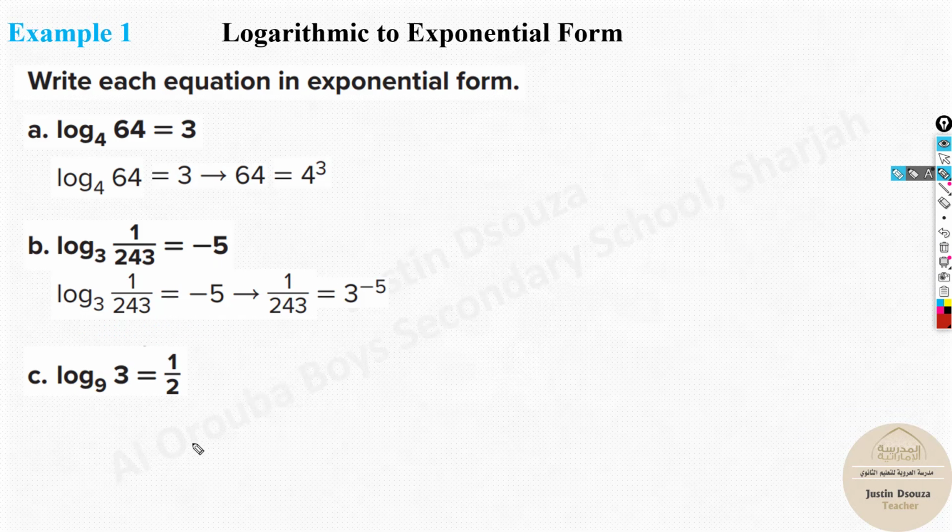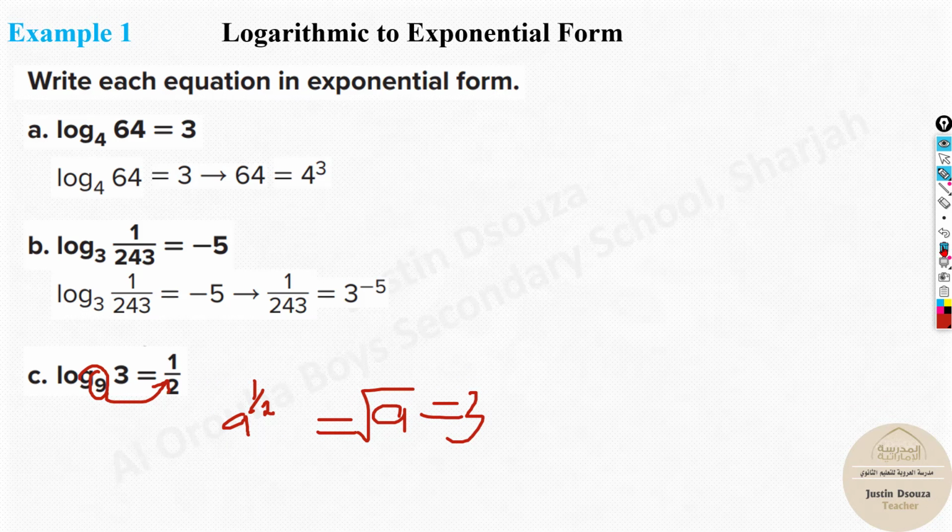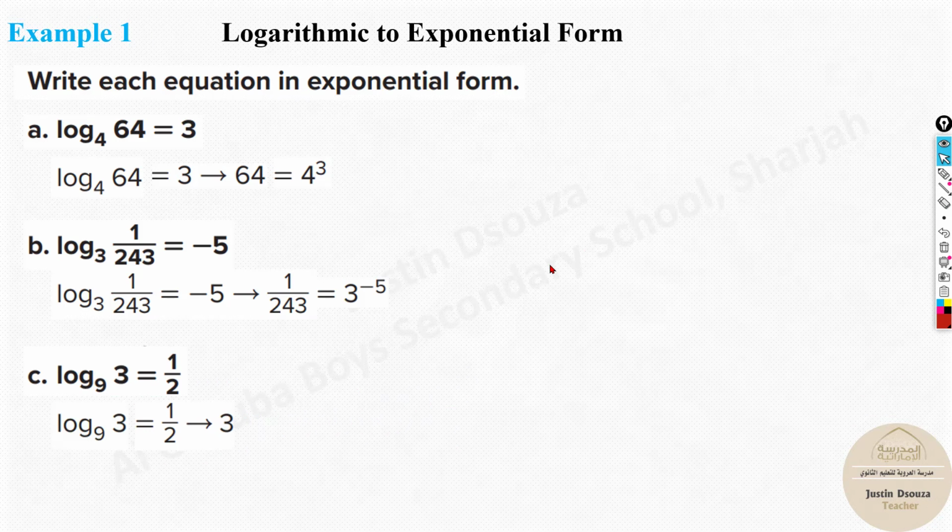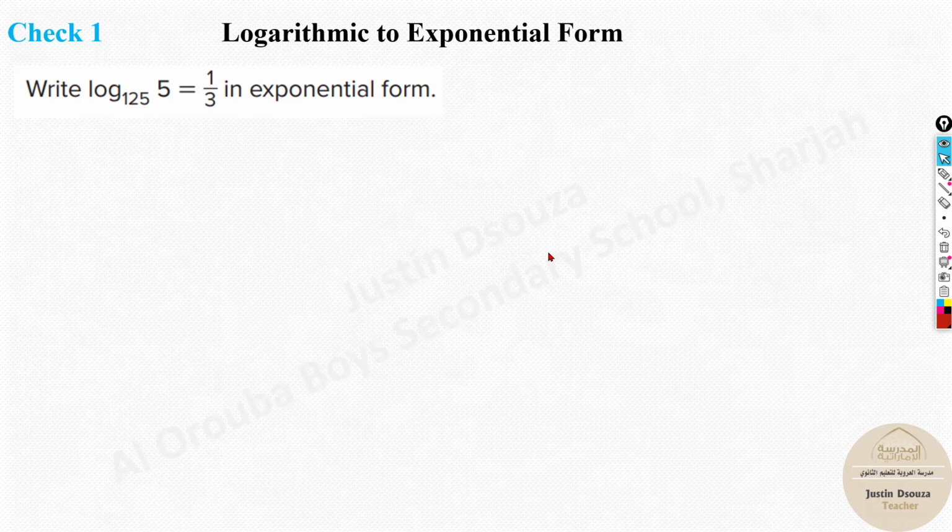You can pause the video anytime and solve the problems by yourselves, and then start it again. Here this goes to the other side. It'll be 9 power half, that is square root of 9, that is equal to 3. Yes. So this is how we solve for exponential form. Very easy. The method you must remember. Now again over here there are some check problems. Please pause it and do it by yourselves.